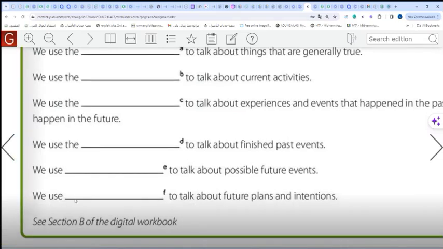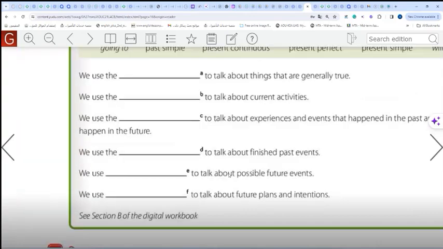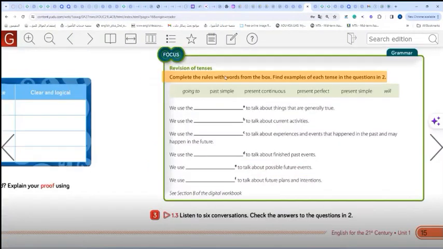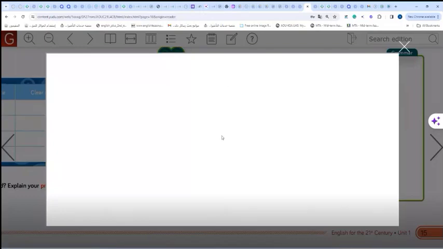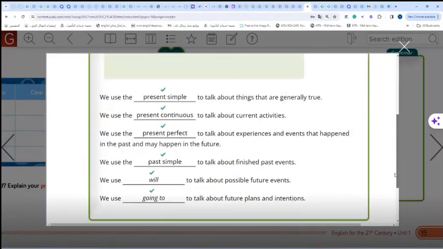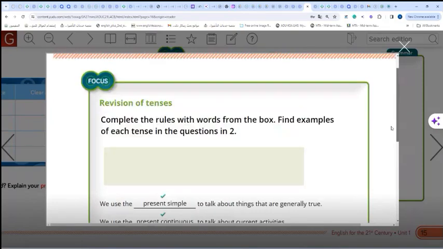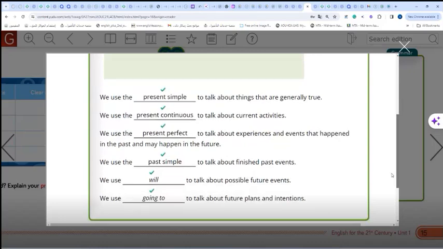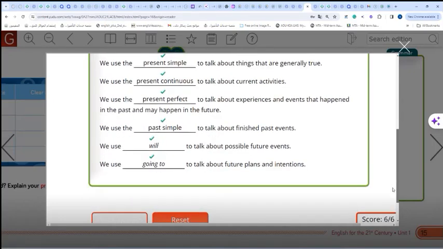Okay, now we use what to talk about future plans and intentions? Going to. Yes, am, is, are plus going to plus infinitive. Thank you so much, dear students. Let's check your answers. Okay, so it's the grammar focus, revision of tenses, and these are the answers to check.